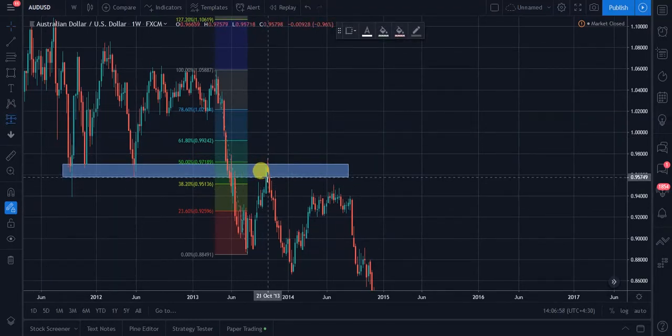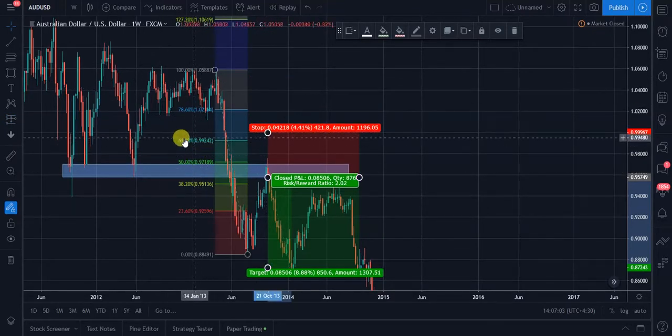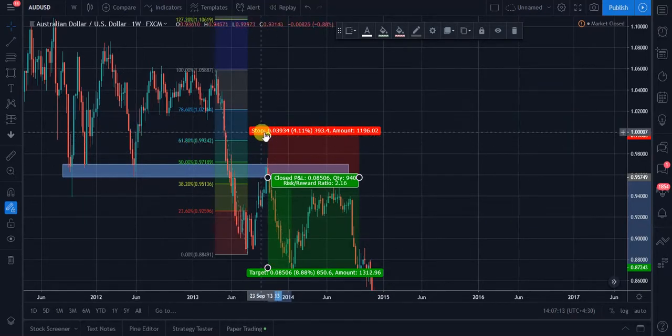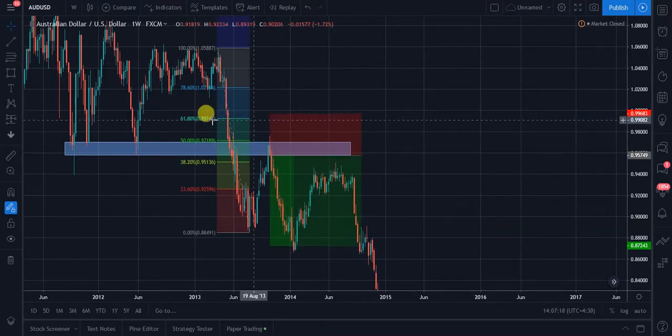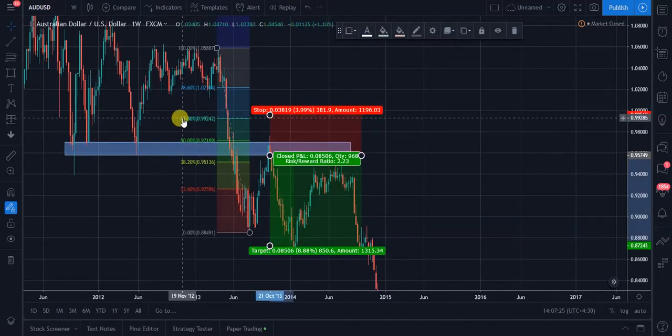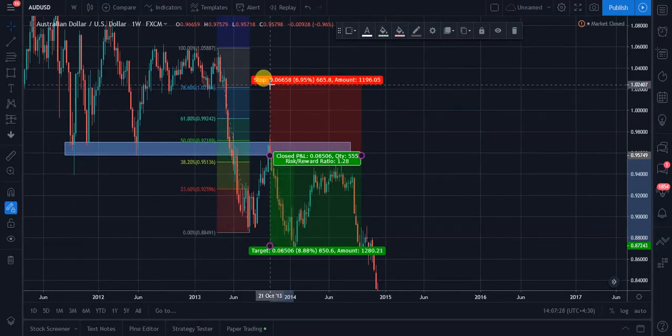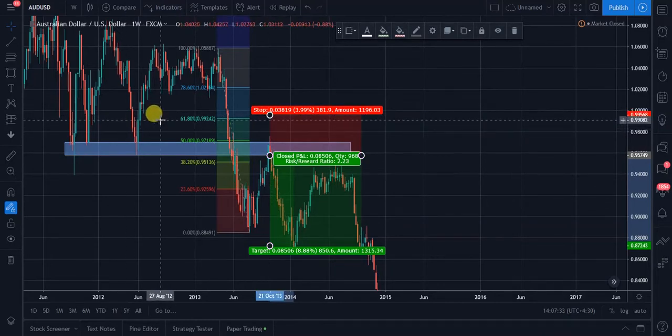For example, a short trade, sell, use a level up here as our entry level, and the next level is for stop loss, above 61.8%. That's a trick for using stop losses. If you enter here, put your stop loss at the next level, which is here.